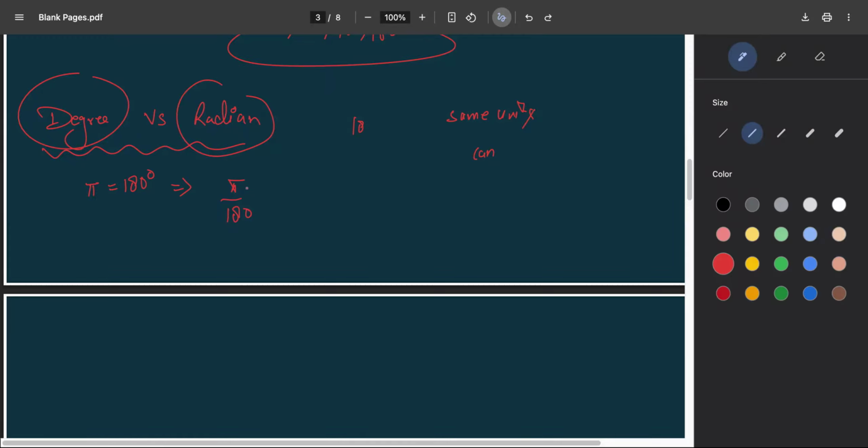Okay. So here you can see you have 180, so you can actually divide it by 180 itself. So what answer are you going to get? That is 1 degree. Okay. It means 1 degree consists of pi by 180 radian, right? This is what it is all about.